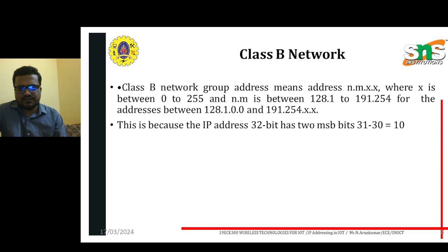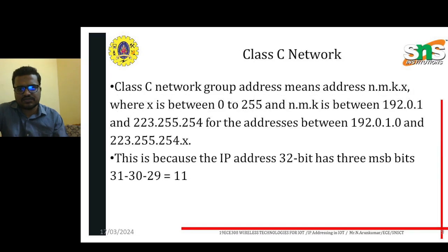And next, class B networks. The group address is calculated by the same process. Here it starts from bit 31 up to bit 30, and the corresponding bits are 10. And next one is class C networks. It is also the same process followed as in the previous classes. The one thing is the IP address of 32 bits has three MSB bits, 31, 30 as well as 29. The previous bits are calculated and added to the subnet of the concerned network, and the value for this class C network is 11.